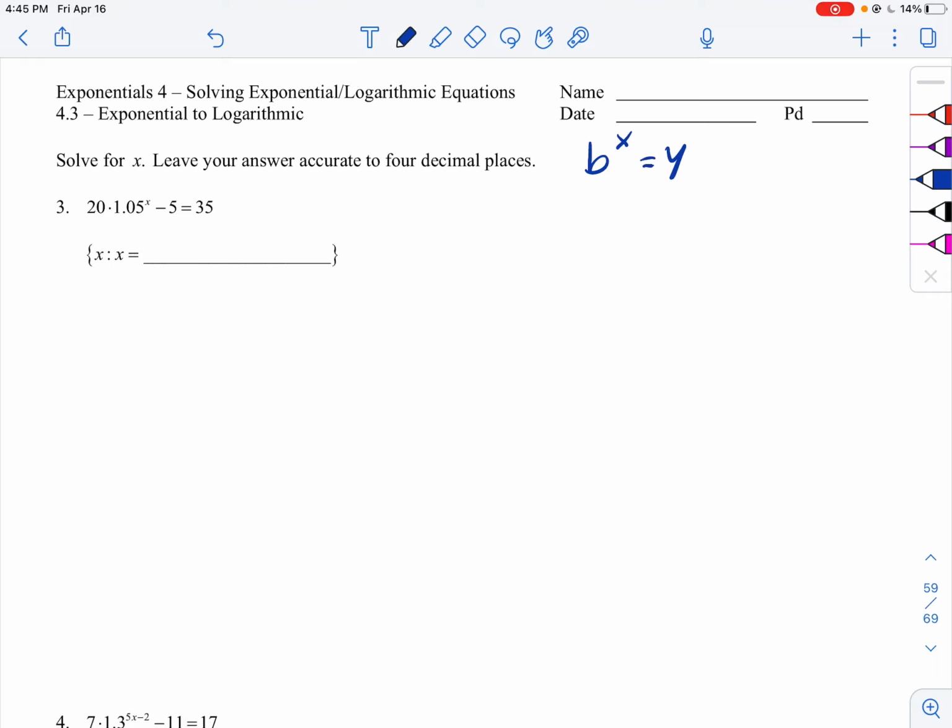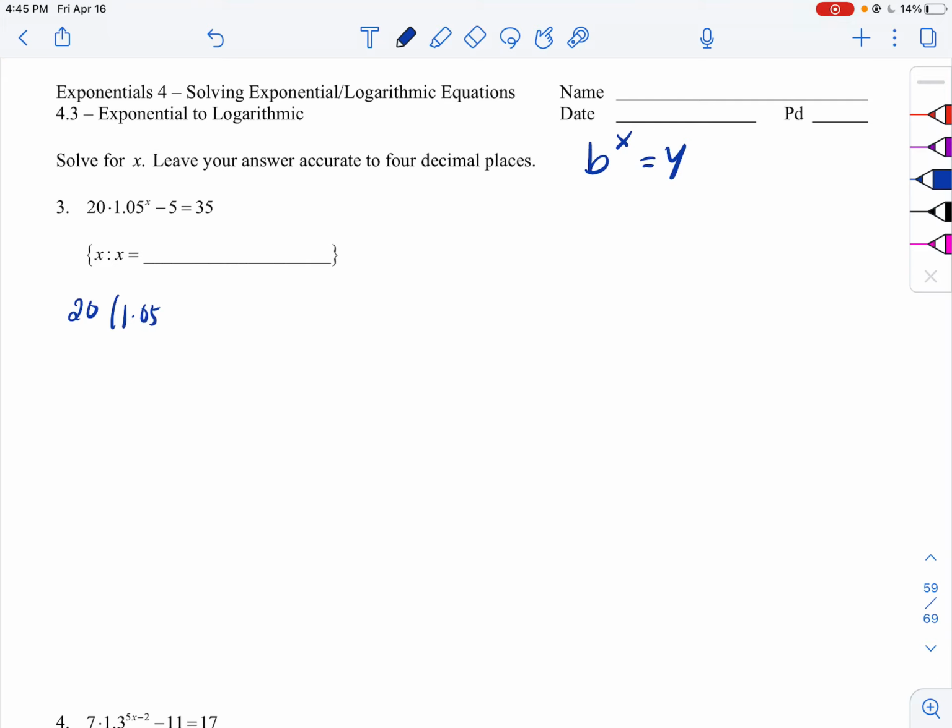But it looks like we have so many distractions in here. So let's clean it up a little bit. So we are going to get rid of the negative 5. So should I add 5 on both sides, right? So this is 20 (1.05). Let me put a parenthesis instead, because I don't really like that it looks like a dot, or like 20 point whatever.